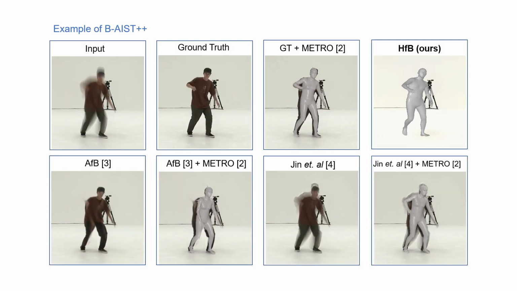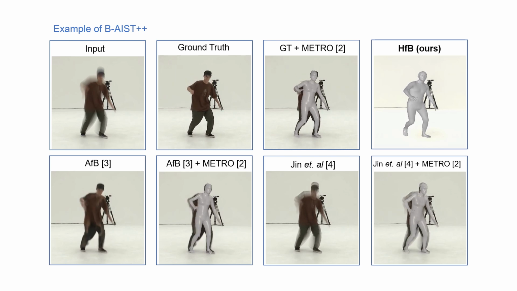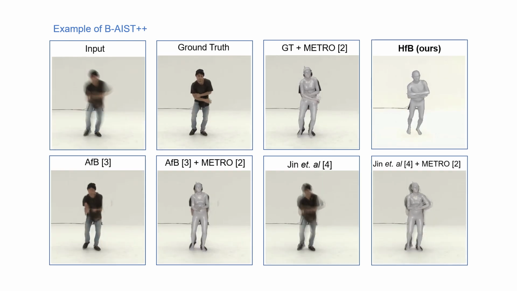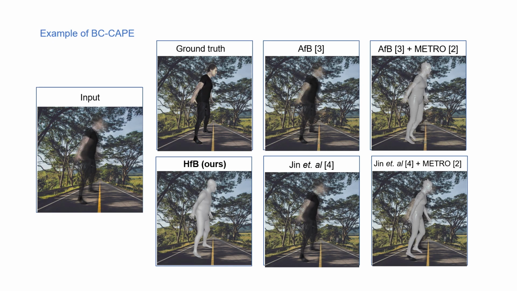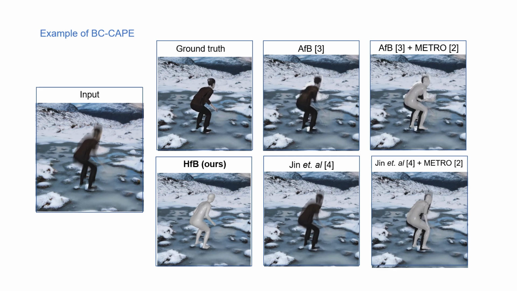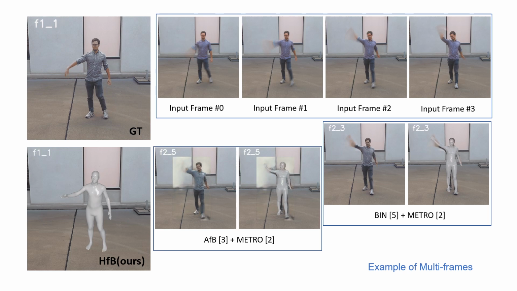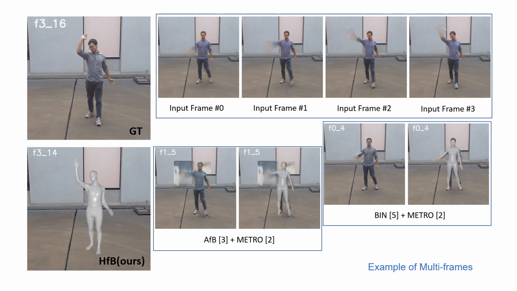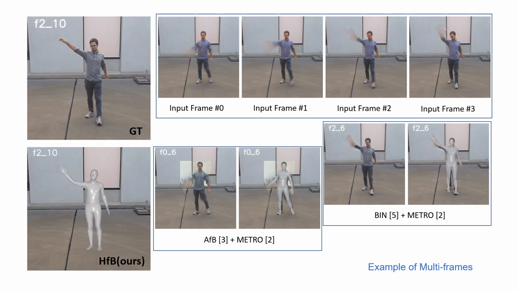We show our results in comparison with other methods for semi-real samples from our leveraged BEDLAM++ dataset. Here are also the results from the synthetic dataset. We present real sample analyses using 4 blurred frames as input. We compare our results with methods like AFB and BIN. Furthermore, to extract human poses for subframes, we apply METRO on their outputs.